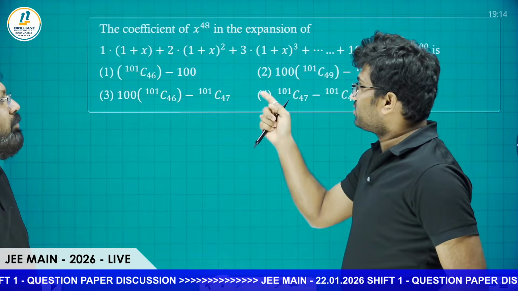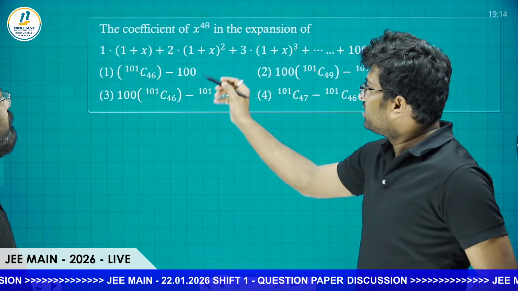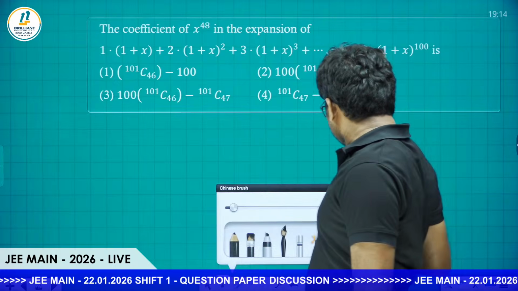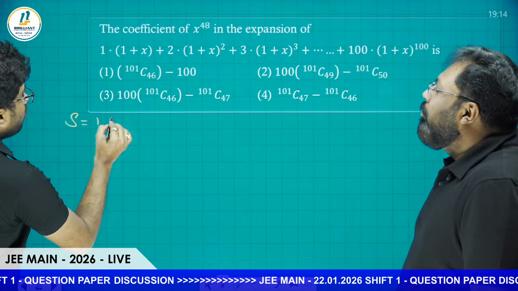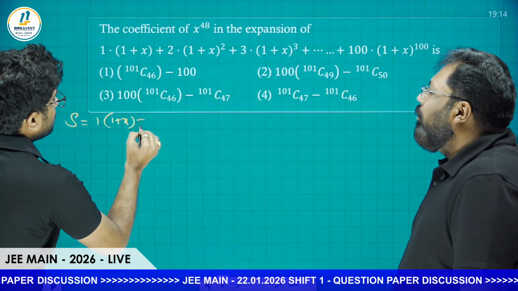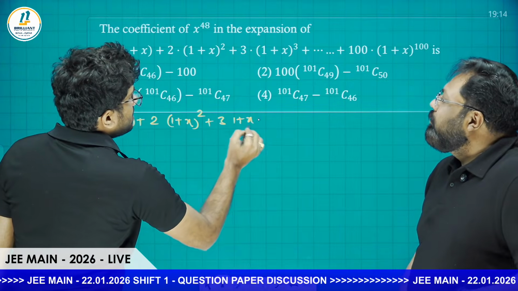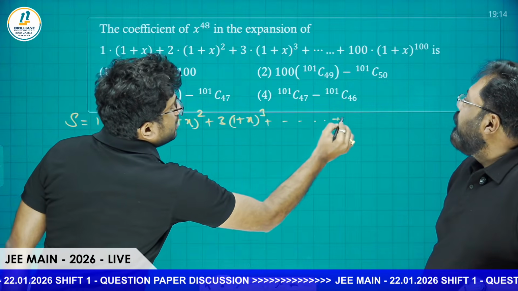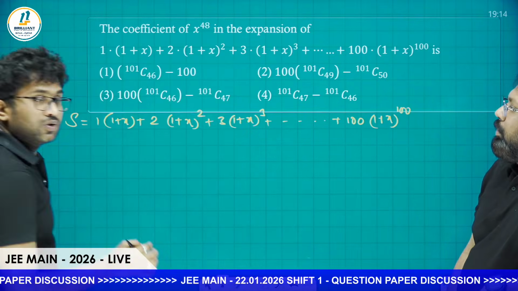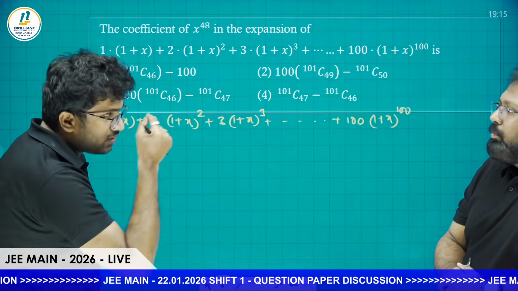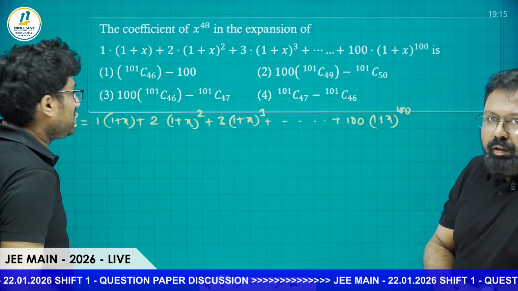So the general method that we have seen to find the sum of either n terms or an infinite AGP is we will be taking this as S. So S is equal to 1 into 1 plus x, plus 2 into 1 plus x whole square, 3 into 1 plus x whole cube, and so on. Here we have 100 into 1 plus x whole to the power 100. So to find the sum of an infinite or finite AGP, we identify the common ratio and we multiply both sides of the equation.